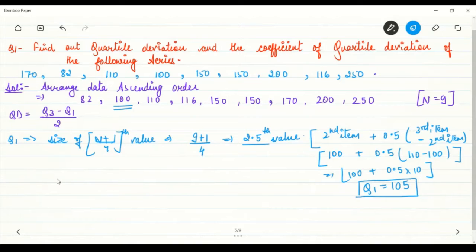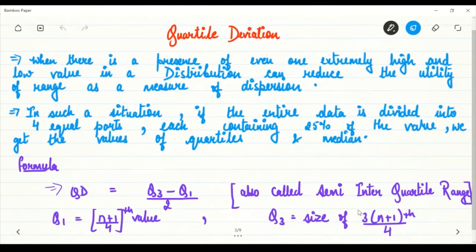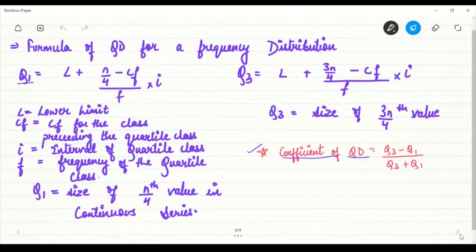Now let us see what the value of Q3 will be. So Q3 is the size of the 3 into n plus 1 by 4th item. What was the formula to calculate Q3? Okay, Q3 is 3 into n plus 1 by 4. Let us apply this formula in the question.